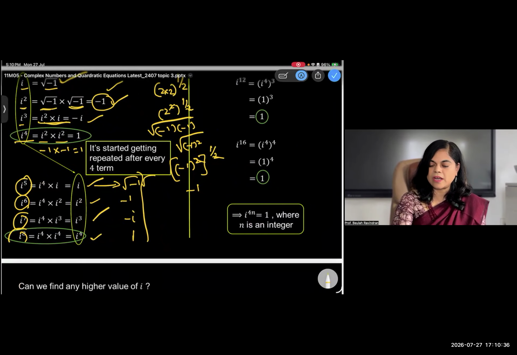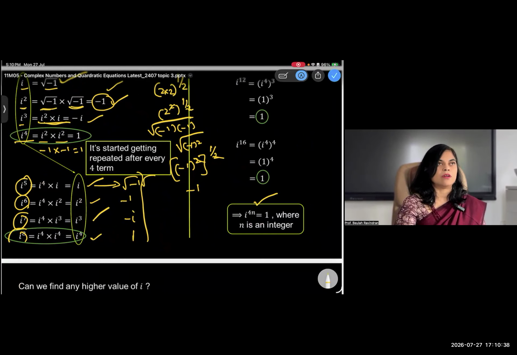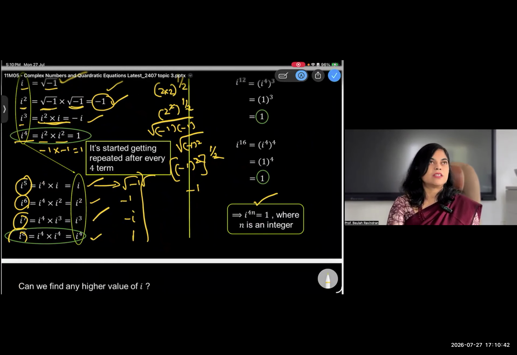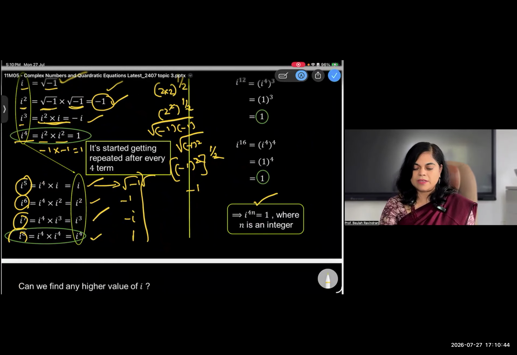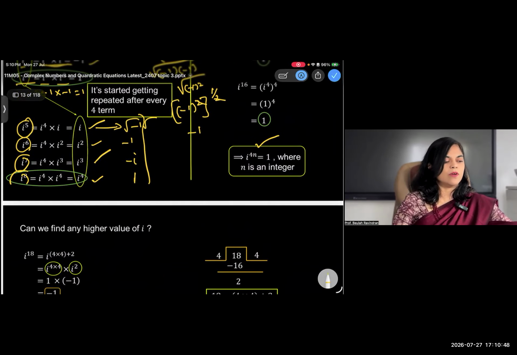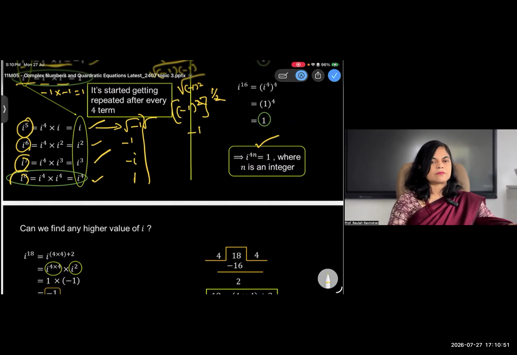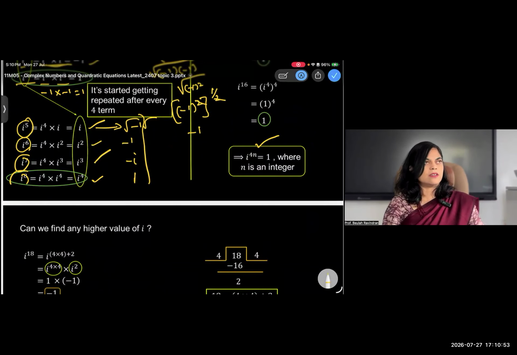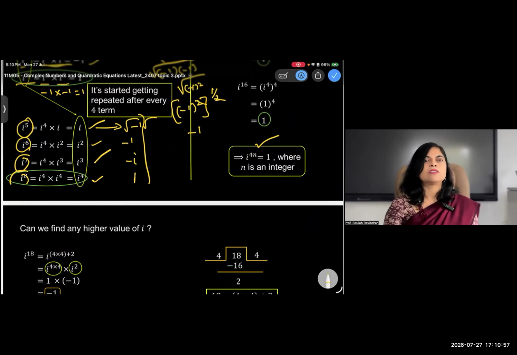So we can conclude that i power 4n is equal to 1, where n is an integer. Can you understand this? So i power 4 is 1. Got it? Okay, you can take it, no problem. What is i power 4? i power 4 is taken as 1.